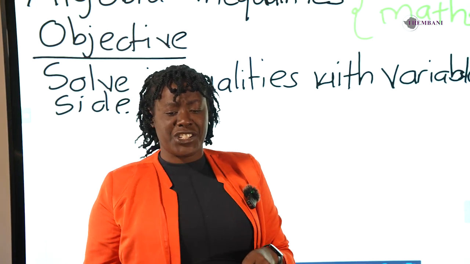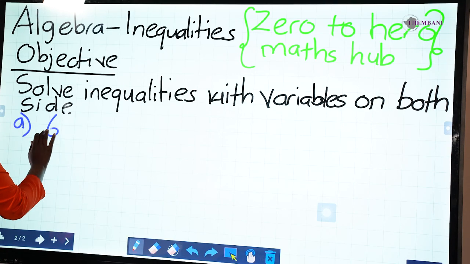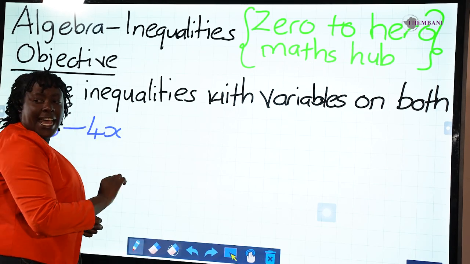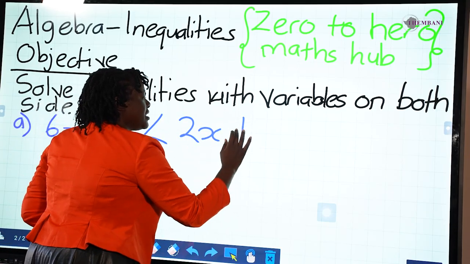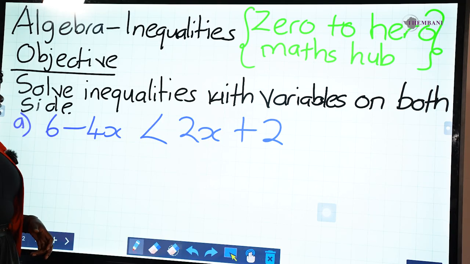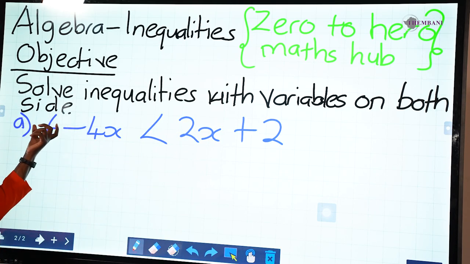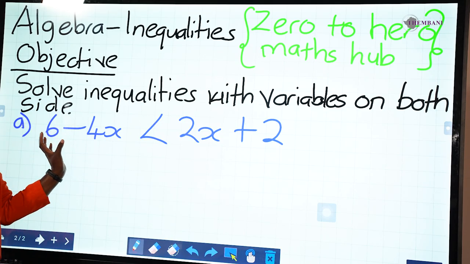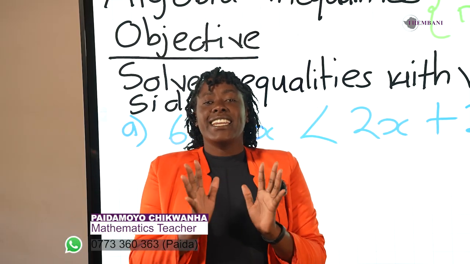So our first question will be number 1: we have 6 minus 4x, and then we put our inequality sign here, where this is less than 2x plus 2. So notice that we have a letter this side, we also have a letter that side. We have a term this side and another term that side. We have a number 6 this side and a number that side. So what do we do? We group like and unlike terms.